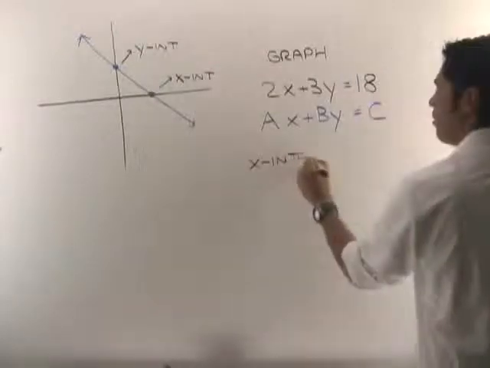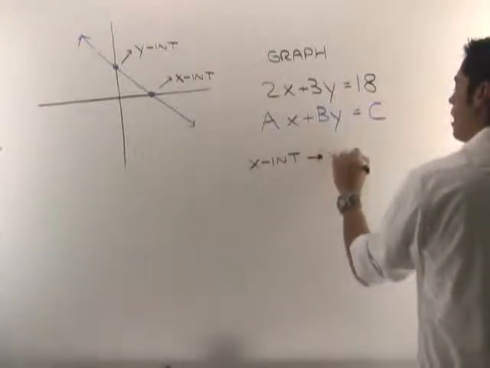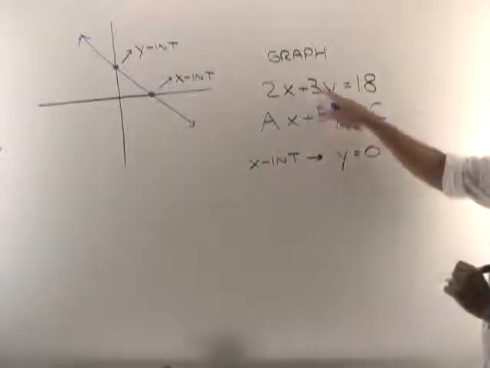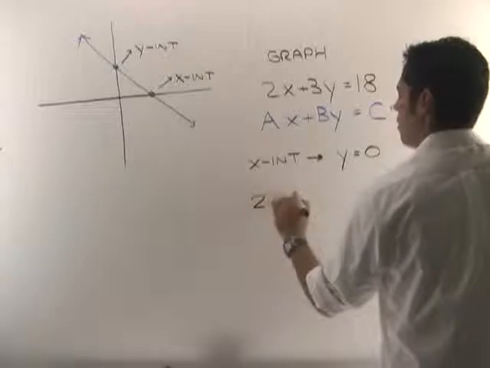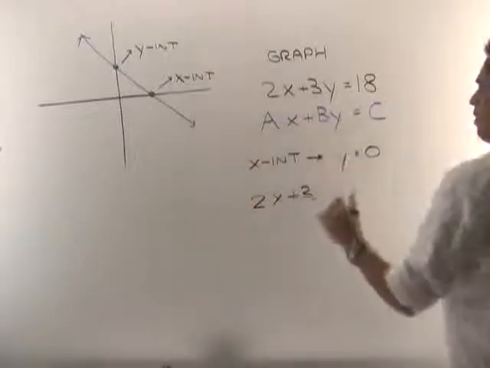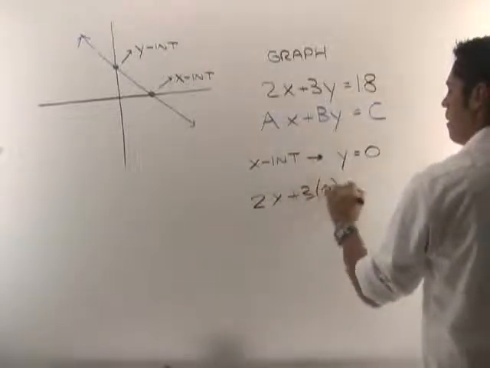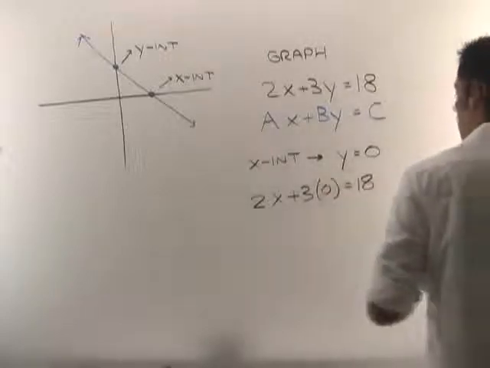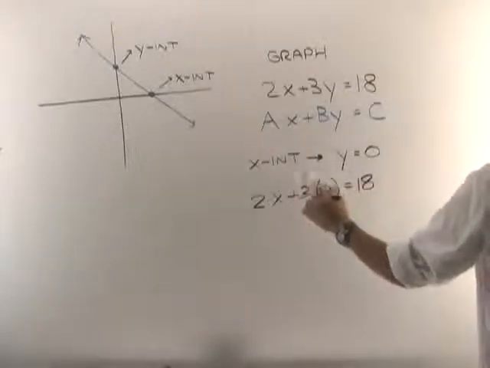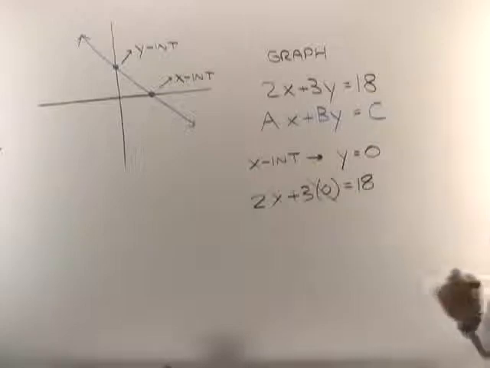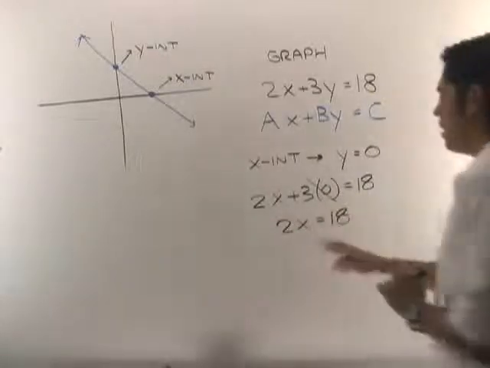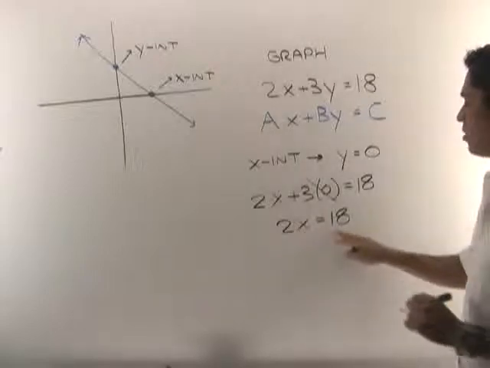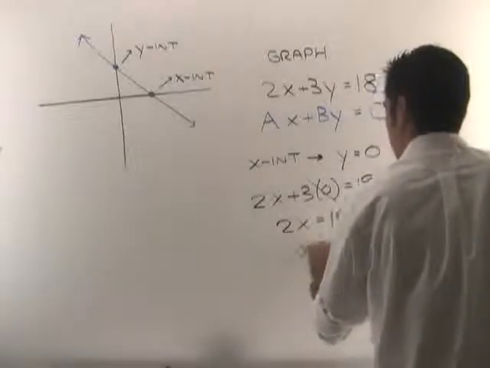what we need to do is set y equal to 0 in the equation. So I'm going to take my equation, 2x plus 3, now I replace my y with 0, equals 18. And now at this point, we know that 3 times 0 goes away, and what we're left with is 2x equals 18. Now at this point, we can divide both sides by 2, and we get that x equals 9.